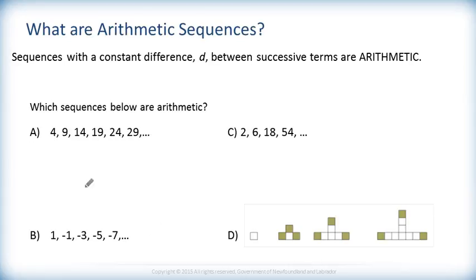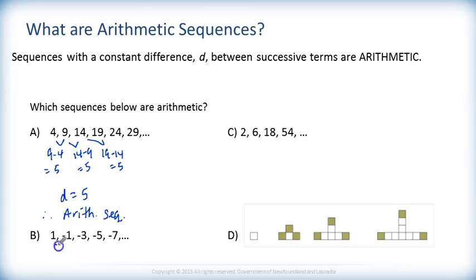For example, if I look at this first one, 9 subtract 4. So I always take a term and subtract the previous one. That's equal to 5. 14 subtract 9 is equal to 5, etc. 19 minus 14 will give me a constant difference of 5 as well. So I should check the rest. 24 minus 19 will give me 5. 29 minus 24 will give me 5. That constant difference is called d, and we will say d is equal to 5. So therefore, this one is arithmetic.